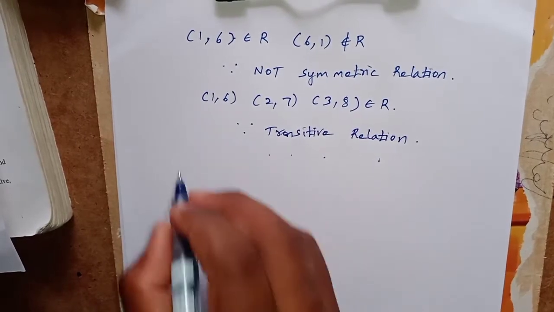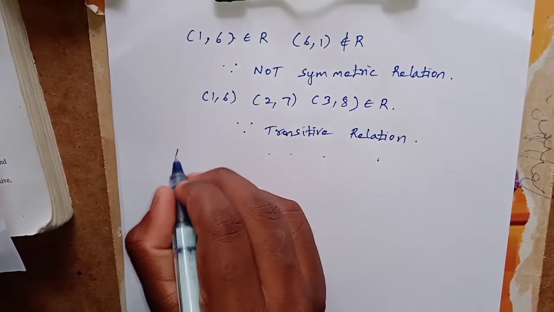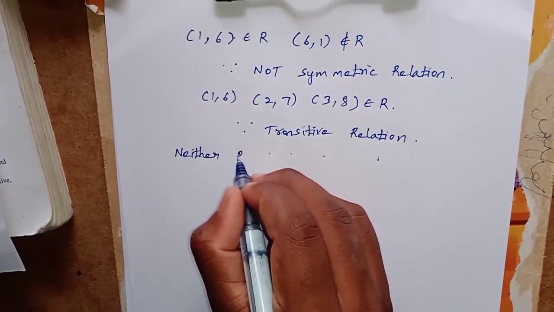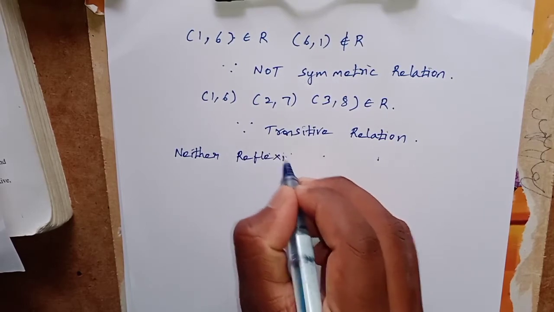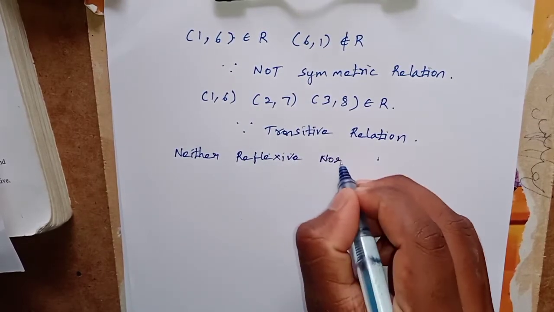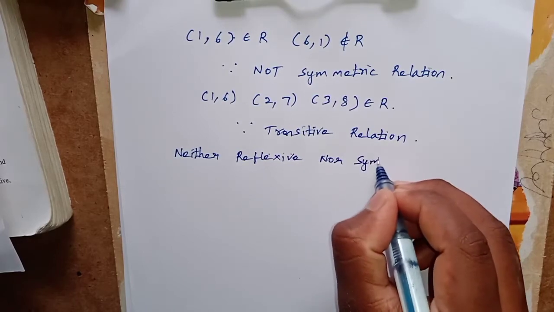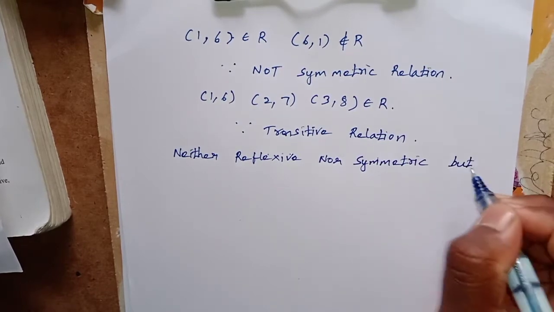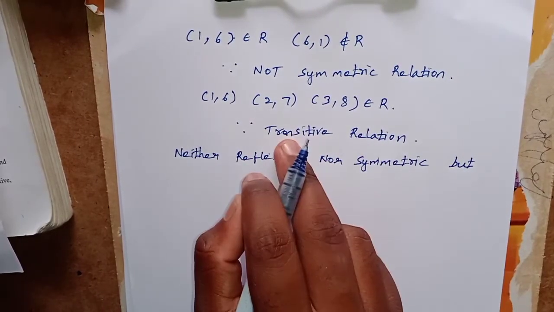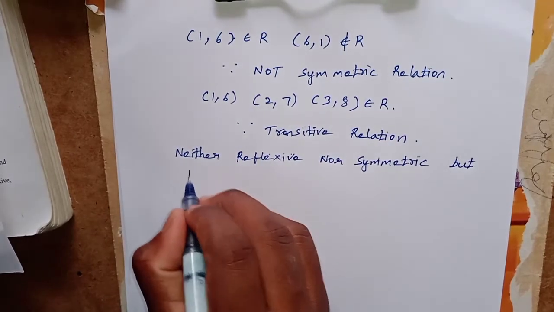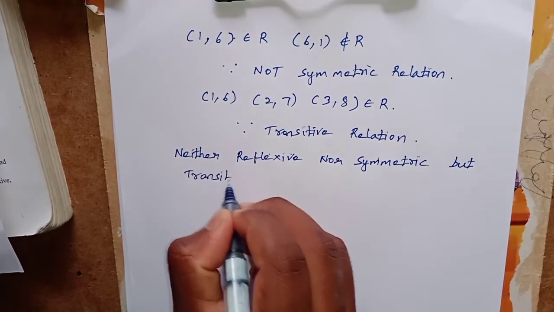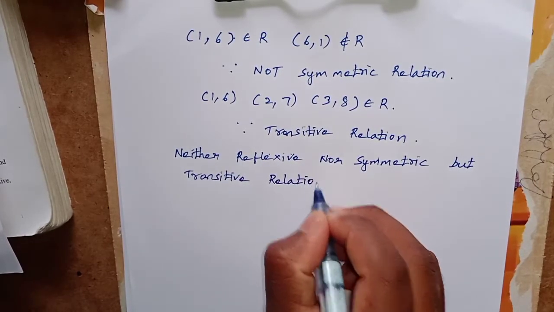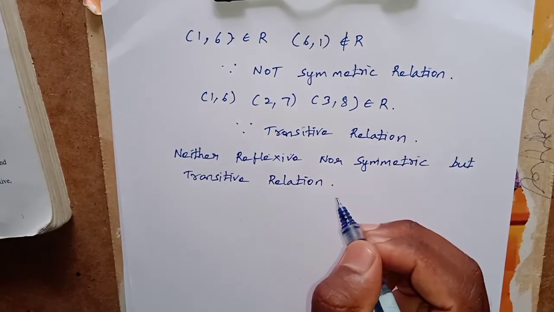Okay. Here you should write: neither reflexive nor symmetric, but here it satisfies the transitive relation. Therefore, transitive relation. Okay.